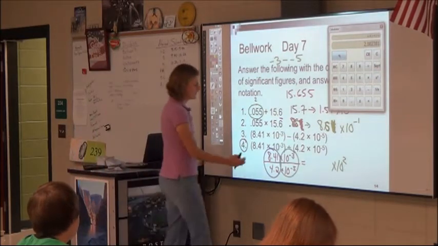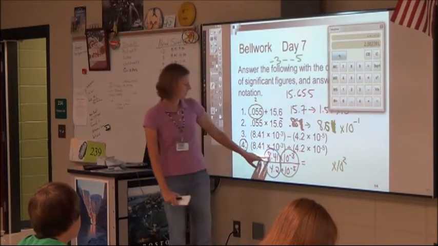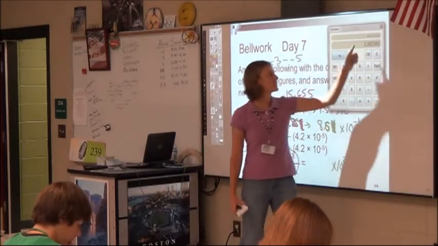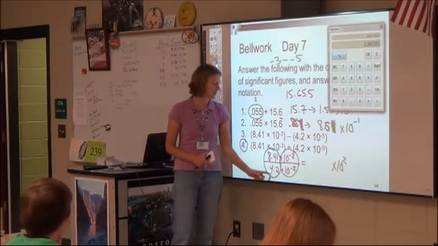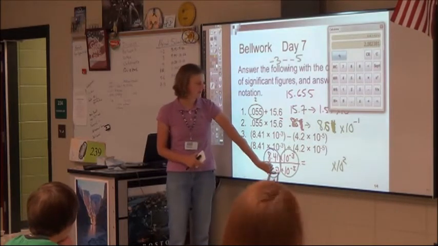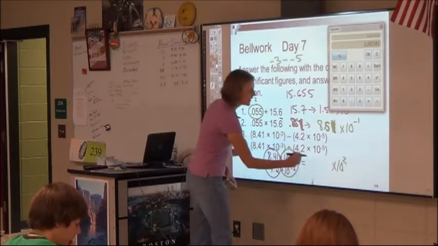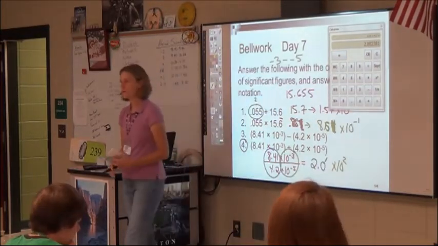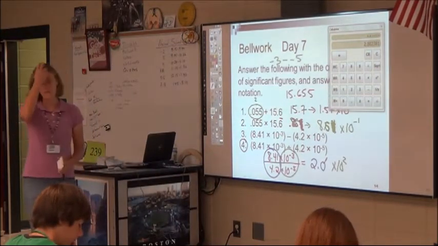Yeah. This is a division problem. It's essentially 8 divided by 4, essentially 2. But we've got a whole bunch of decimals. But we do have to round it to only 2 significant figures because 4.2 is our least number of sig figs. It only has 2, so our answer can only have 2. So Alec is right. It really should be 2.0. 2.0 times 10 to the 2.